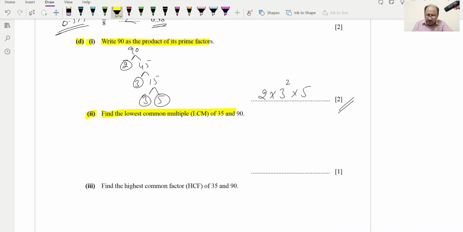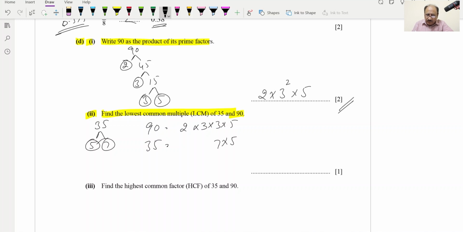Second part, find the lowest common multiple, LCM, of 35 and 90. For 90 we already have the prime factors. We will write for 35: 5 sevens are 35, so both are prime. So for 90 we can write 2 into 3 into 3 into 5, and for 35 we can write 7 into 5.